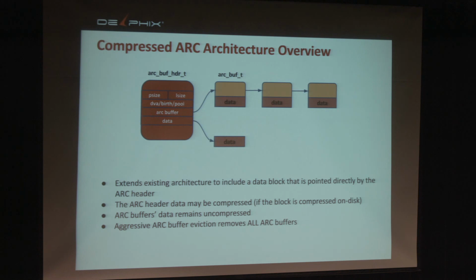So this is what it looks like now. You'll note that we've actually added now a P size to the header, so we now know the physical size, we know the logical size, and we now have this new data pointer which points to a block that matches the on-disk block. We can still have multiple ARC buffers like we did before. The difference now is that we try to aggressively evict these so that what we're left with is actually just the compressed data in the cache. We'll recreate these every single time that somebody tries to read data. So in the end, this is what we want to see when we've finished doing a read.